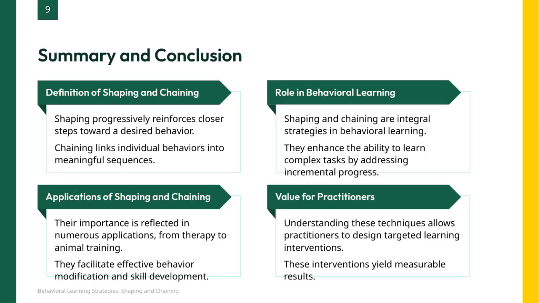To summarize, shaping involves progressively reinforcing steps that get closer and closer to desired behavior, helping guide someone toward that goal. Chaining, on the other hand, connects individual behaviors into meaningful sequences, so complex tasks can be performed smoothly. Both shaping and chaining are essential strategies in behavioral learning because they focus on gradual progress, making it easier to master complicated skills. You'll often see these techniques applied in various fields, from therapy to animal training, where they help modify behavior and develop new skills effectively.